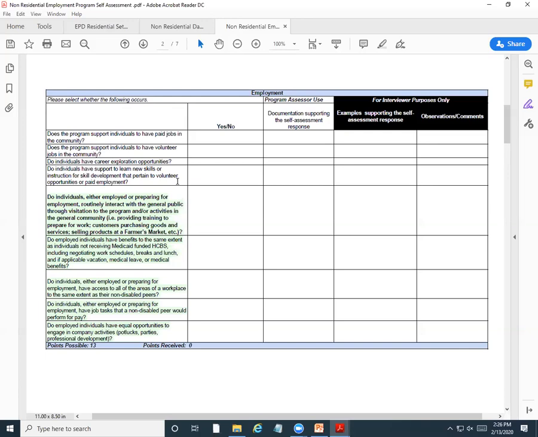Thank you. And last one here, do employed individuals have equal opportunities to engage in company activities like potlucks or parties or professional development? So if the office or workplace that they work in or attend has a potluck, would they not be invited for some reason? Because that would not be normal.